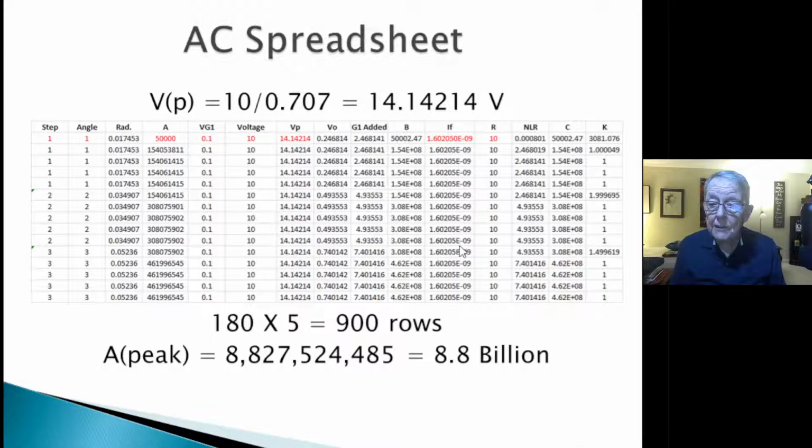Well, I also did one for the AC spreadsheet. Now, it's a little different. I have 10 volts RMS, but the peak, and I did a little sneaky trick here. I made the peak equal to 10 divided by 0.707, so that the RMS is 10 volts. The resistor is 10 ohms, and I fixed this as 0.1, and at 1.6 times 10 to the minus 9th, made it the same as the DC, because I want to compare what the value of A is.